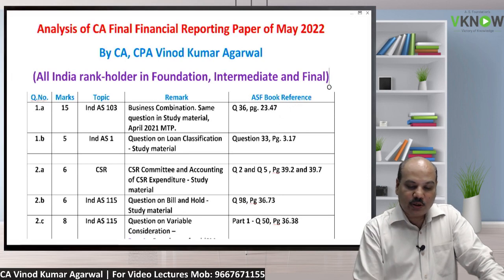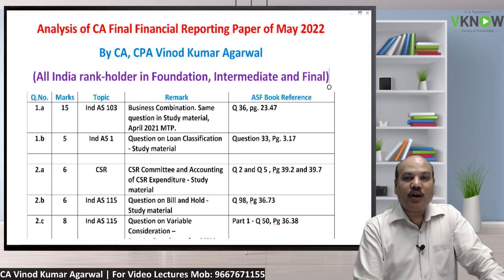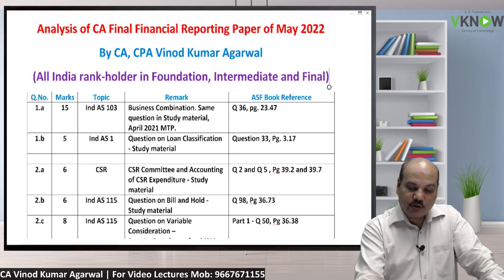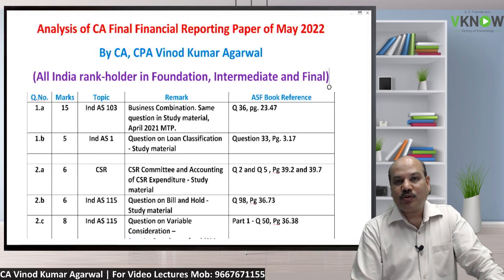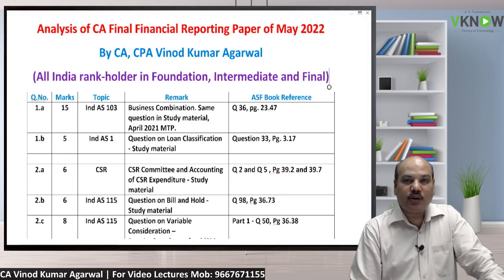Question number 1B was for 5 marks. This question is based on Ind AS 1, and this question is based on classification of loan in case of default. This question is there in the study material also, exactly same question in our class note, question number 33, page number 3.17. You can do it easily if you have done in advance.